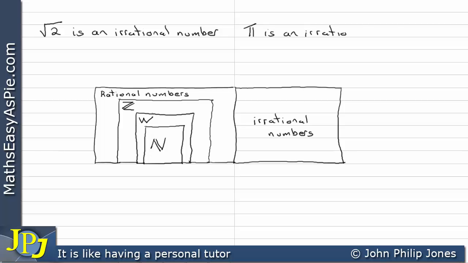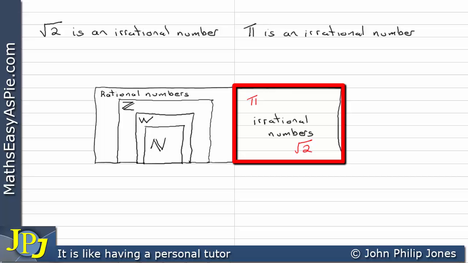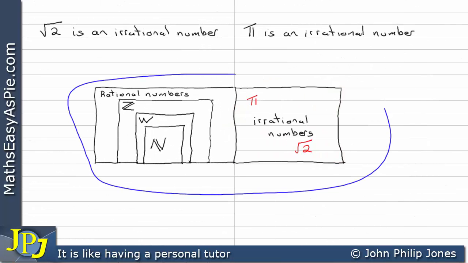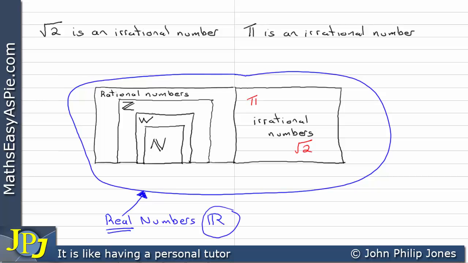The square root of 2 is an irrational number. Pi is an irrational number. So these two would appear here on the actual diagram in this area. All of this diagram represents real numbers, and you often give real numbers this particular symbol here. So natural numbers, whole numbers, integers, rational numbers, and irrational numbers are all examples of what we term real numbers.